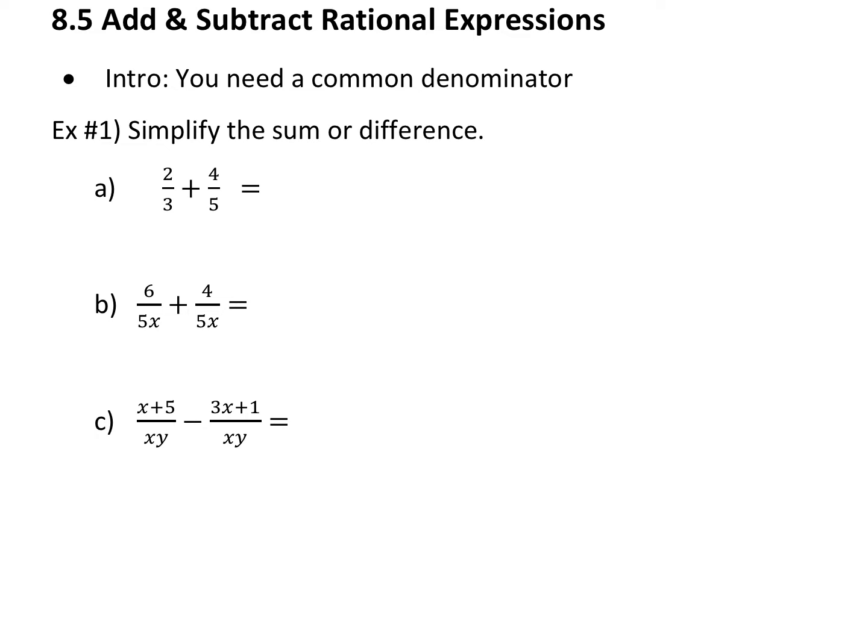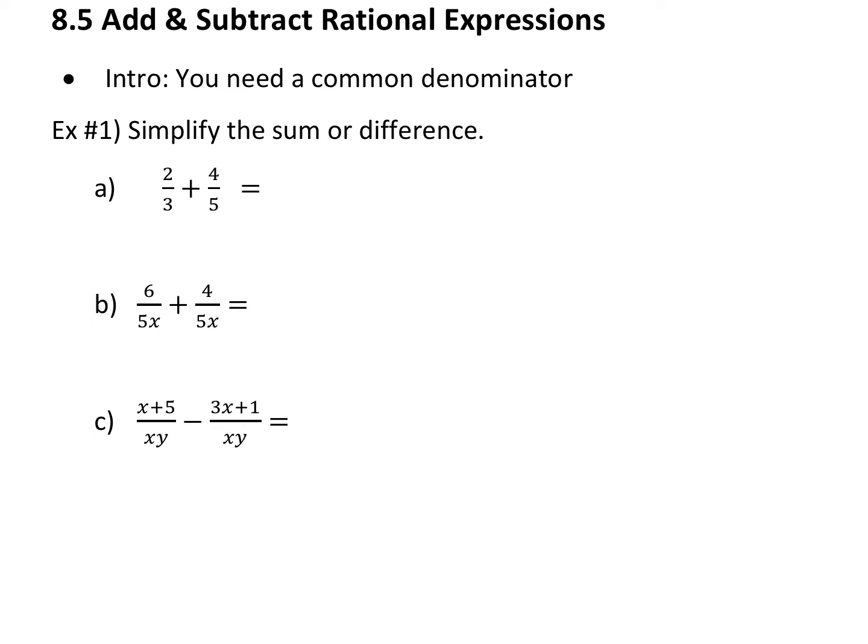With addition and subtraction, just think fractions, right? If I'm going to add two fractions together, I have to have a common denominator. So you kind of have to get in that realm of how do I get a common denominator with all these crazy numbers and expressions going on. So we're going to start real simple, just as a refresher. We're going to add two fractions, 2/3 plus 4/5.